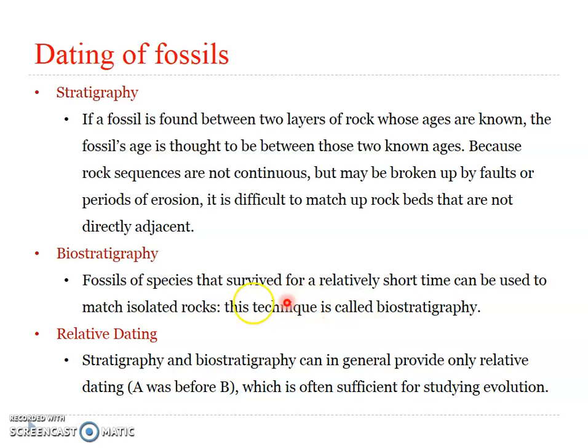Here, for example, we know dinosaurs were found only during the Jurassic period. So if we are getting fossils of dinosaurs, obviously we can see that that particular rock stratum is from the Jurassic period. Such an estimation of time is known as biostratigraphy. These two methods are actually relative dating. Here we get an idea of the age of the fossil with respect to where they are located. It needn't be accurate, but still, this is for studying evolution. This also provides a sufficient amount of data.